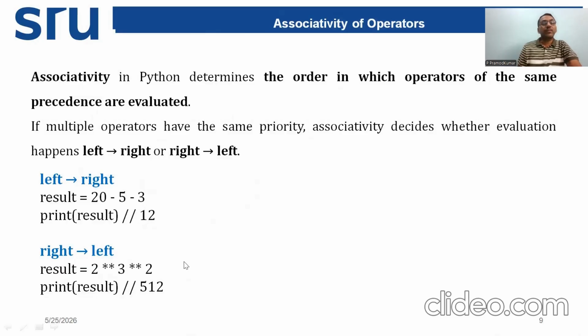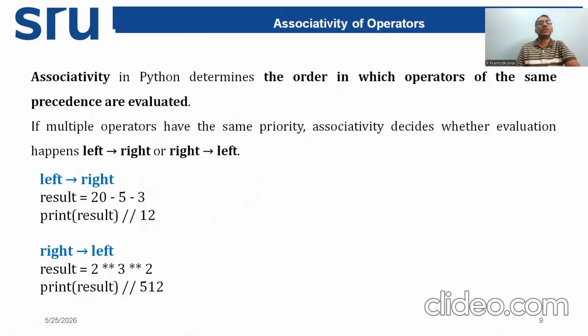If you look at this carefully, there is an expression, result equals 20 minus 5 minus 3. How many operators do we have? We have 2 operators, which are minus and minus, that is subtraction and subtraction. It appears twice. Should I perform 20 minus 5 first or 5 minus 3 first? That is the ambiguity. In such cases, implicitly, internally, the interpreter automatically applies one rule.